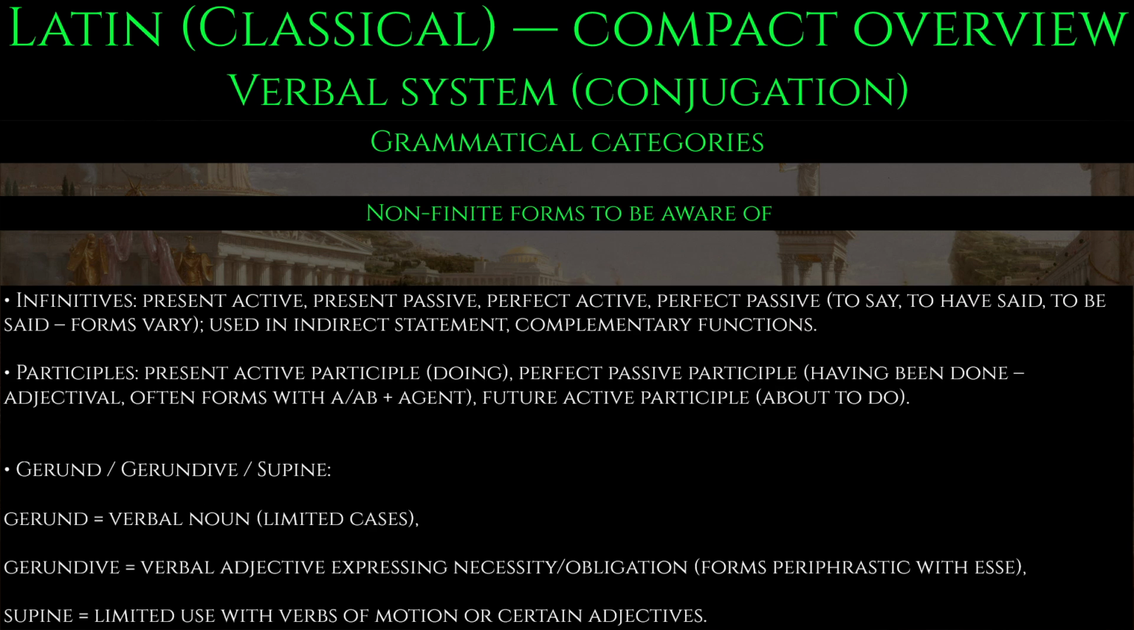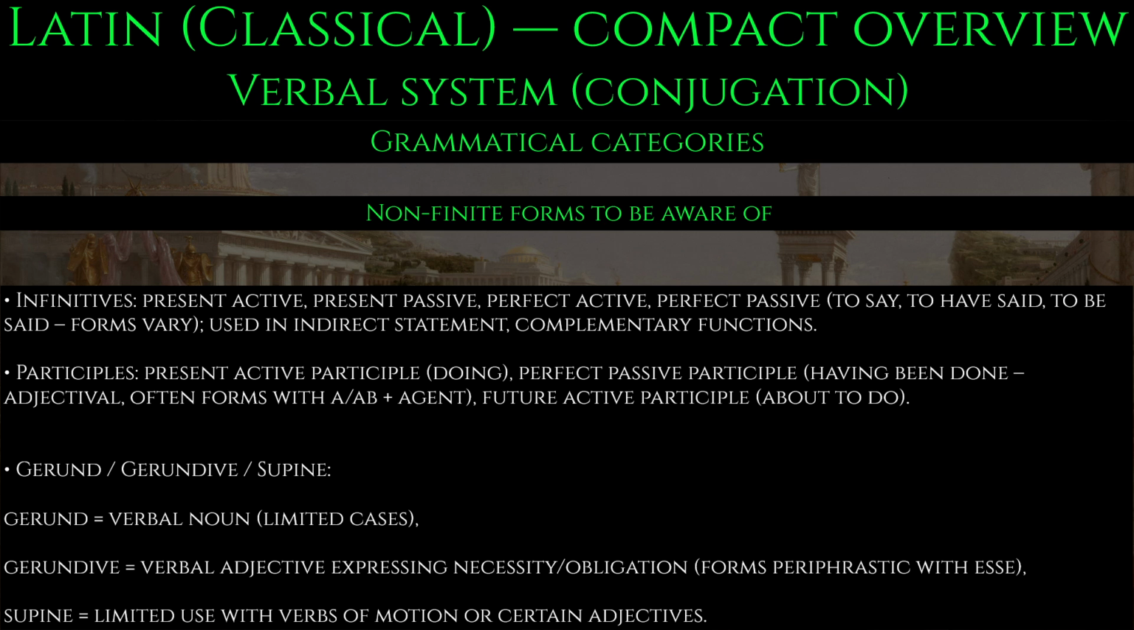And lastly, non-finite forms to be aware of. First, the infinitives. Present active, present passive, perfect active, perfect passive. To say, to have said, to be said. Used in indirect statement and complementary functions. Then participles. Present active participle, doing. Perfect passive participle, having been done. And adjectival, often formed with a or ab plus the agent. And future active participle, about to do.